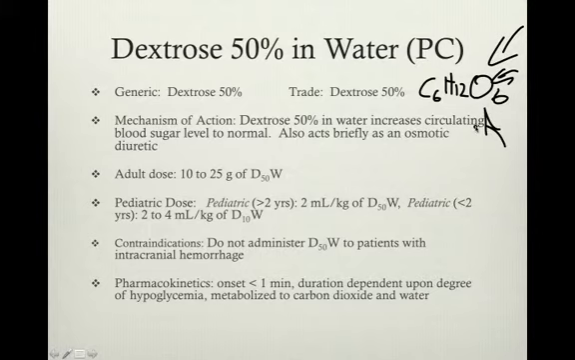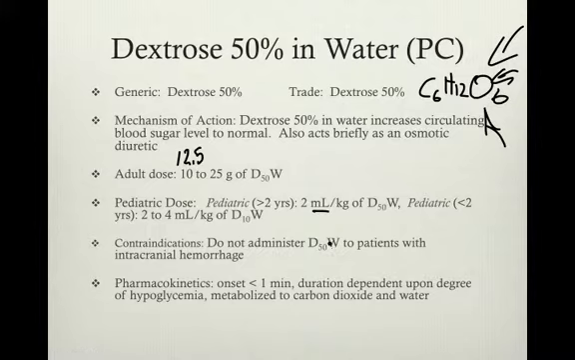Adult dose on this is 10 to 25 grams of dextrose 50% in water, and this is what I was talking about earlier, that we generally just give 12.5 to 25. That's a half or a whole of the dextrose 50%. Pediatric dosing, pediatric greater than 2 years, 2 milliliters per kilogram. And this is milliliters, not milligrams, per kilogram of dextrose 50%.